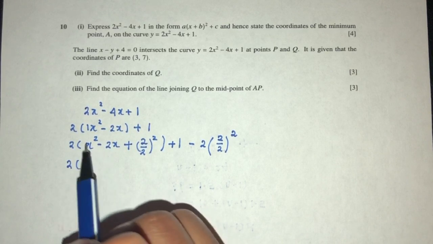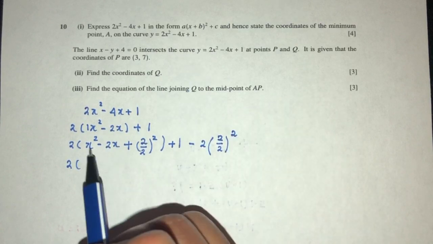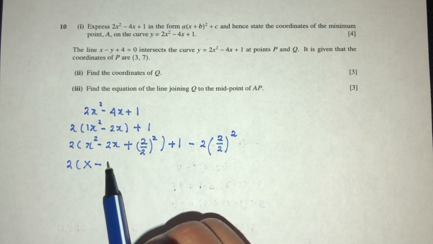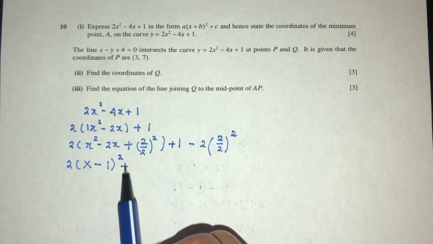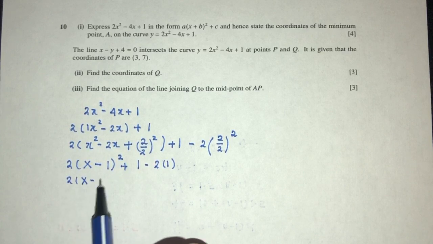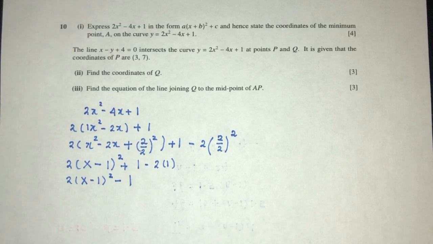Here we have x. Because this whole thing here has to become a complete square, right? That will be x here, minus 1, and here we have square. Plus 1 minus 2 times 1, 2. X minus 1 squared. 1 minus 2 is minus 1. So here you go. That is part 1.